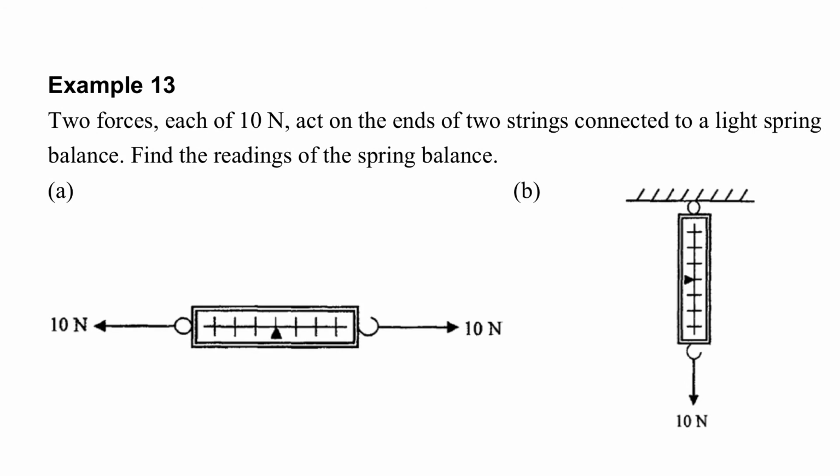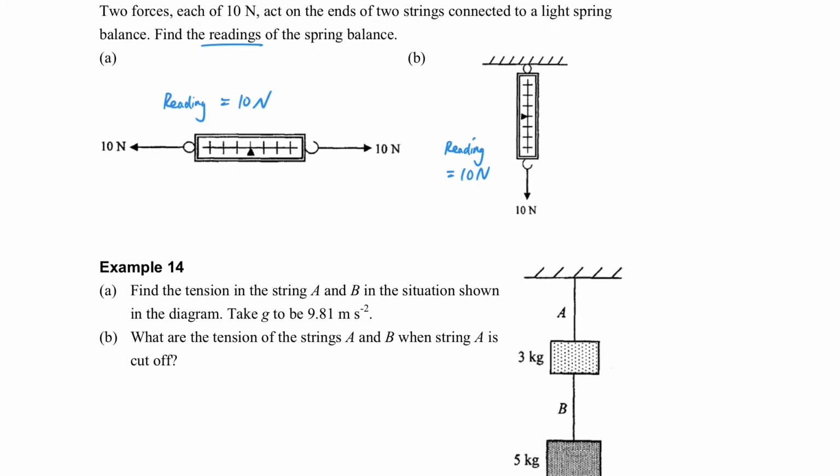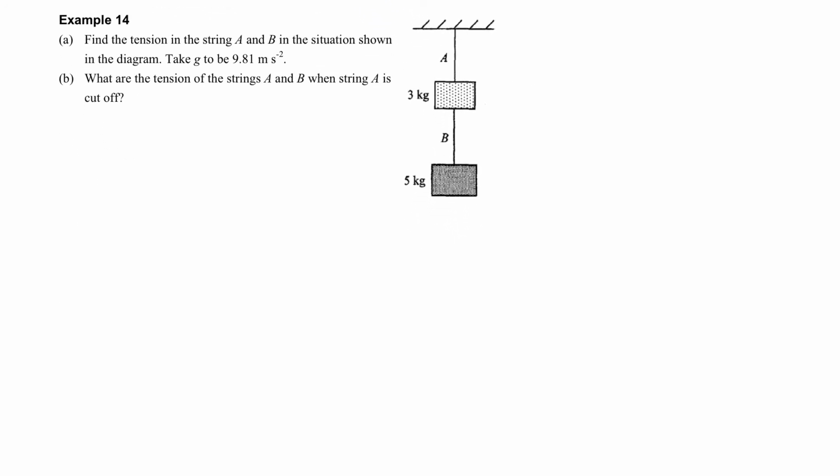So in example 13, you can see that if there is a tension pulling on the string, the balance in between, can you guess what will be the reading? It should be 10 on example A. And how about B? The reading is also 10. So please be very careful about this.